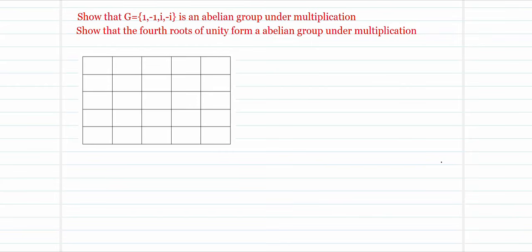The first problem is that you will have to show that G, which is {1, -1, i, -i}, is going to be an abelian group under multiplication. The problem can also be stated in the form: show that the fourth roots of unity form an abelian group under multiplication. The problem of the fourth roots is nothing but z^4 = 1, so the roots taken by z will be 1, -1, i, -i.